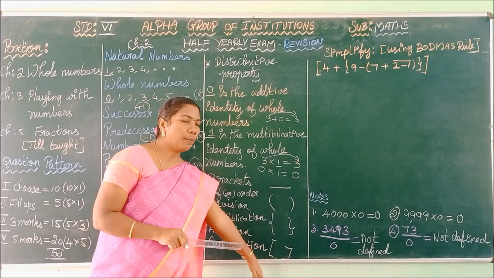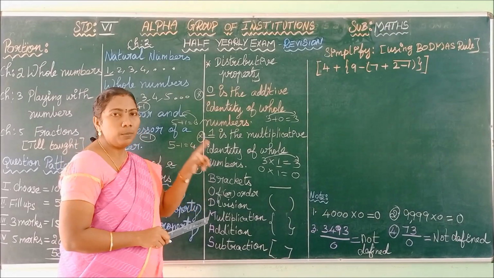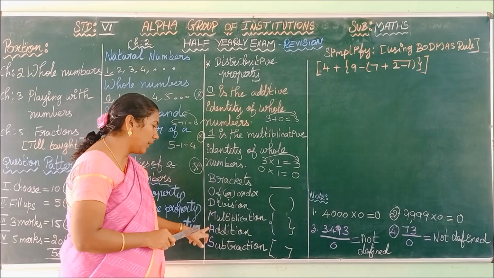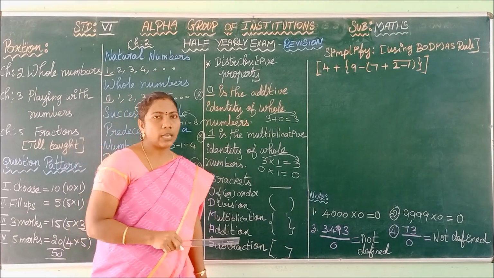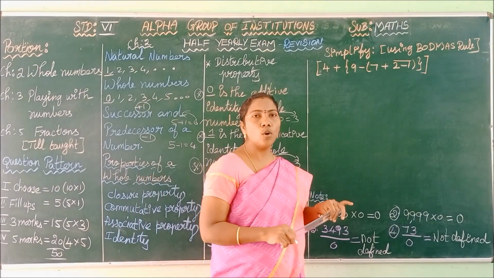After evaluating the brackets, you have to go for the operation of. Of means multiplication. Okay, and then you have to go for the division, and then multiplication, and then addition as well as subtraction. Okay. Now we are going to do one sum based on the BODMAS rule.